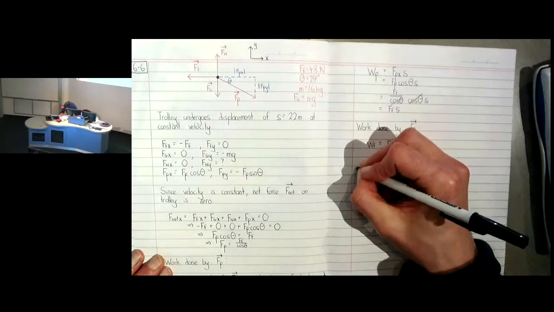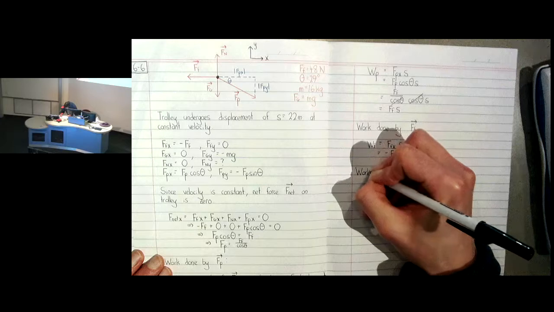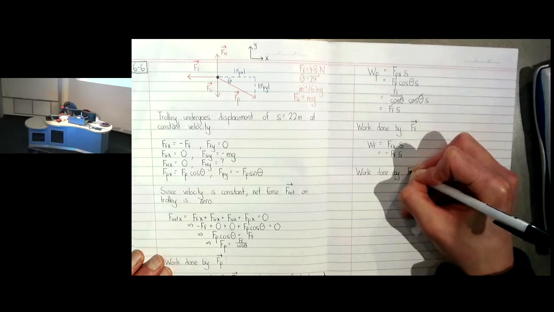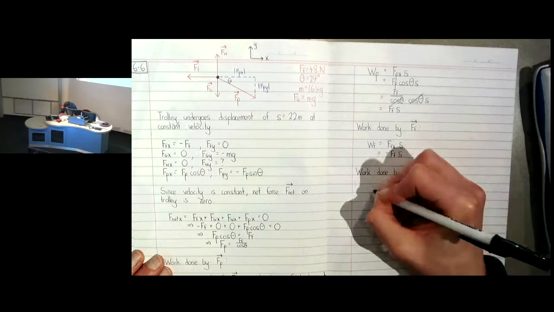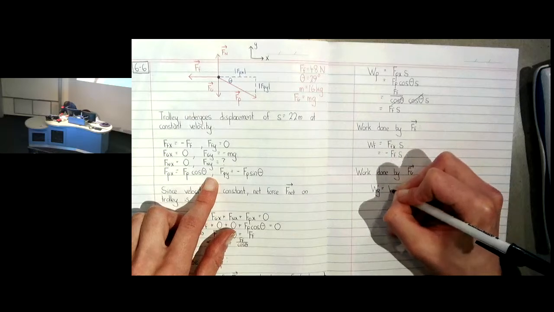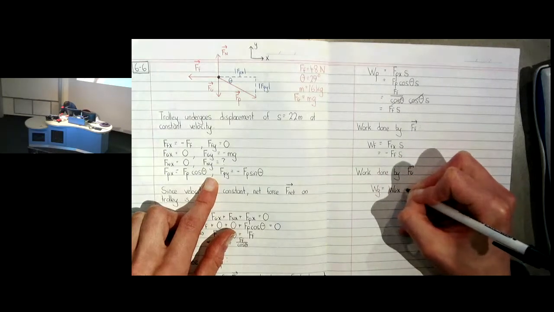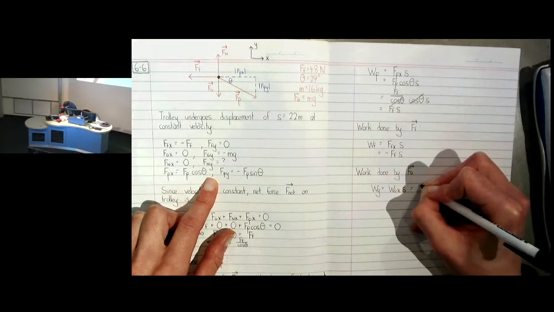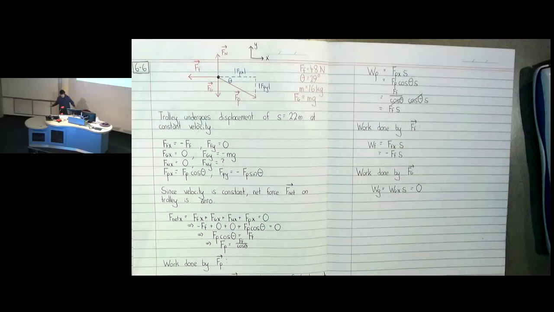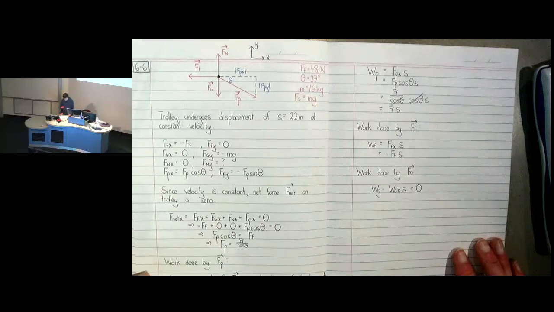And then the work done by gravity is going to be equal to the x component of the gravity force multiplied by the displacement, which is just 0, because gravity is acting in the vertical direction. So gravity does no work at all on this trolley.